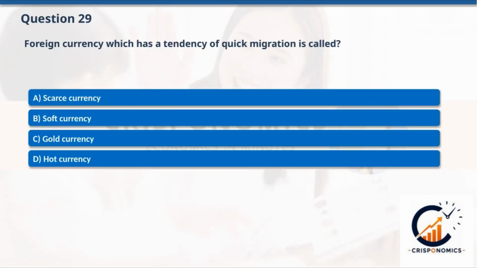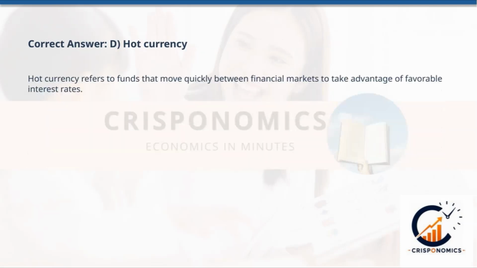Let's talk about different types of currency, focusing on how they move across borders. The question here is about foreign currency that tends to move quickly from place to place. This kind of currency is called hot currency. It's known for its rapid migration, often chasing better returns or safer havens. Understanding this helps us see how money flows in the global market and why some currencies are more volatile than others.